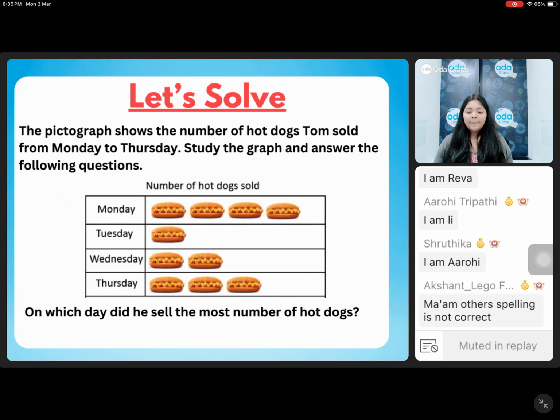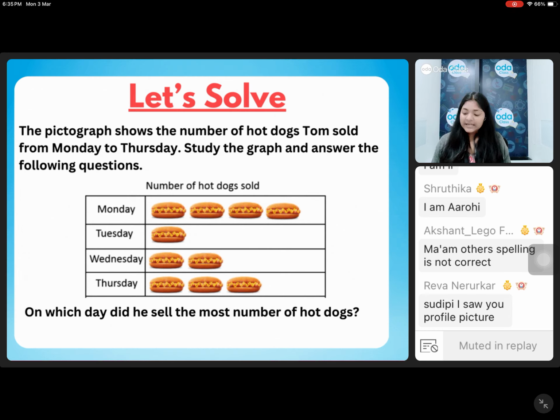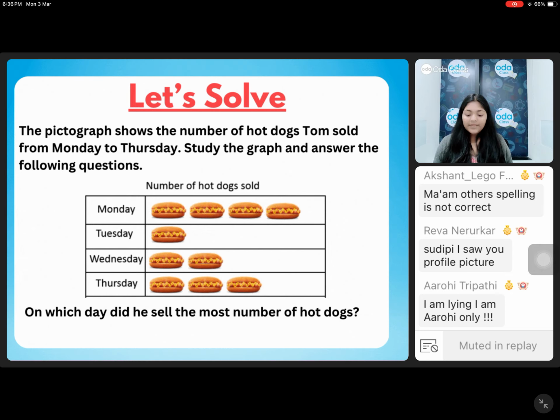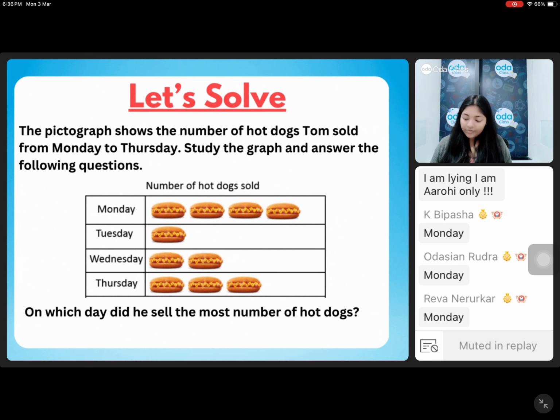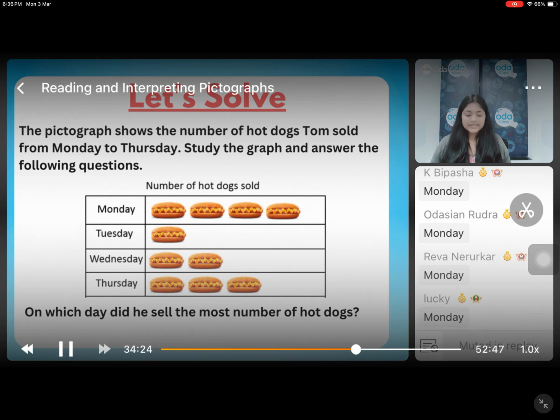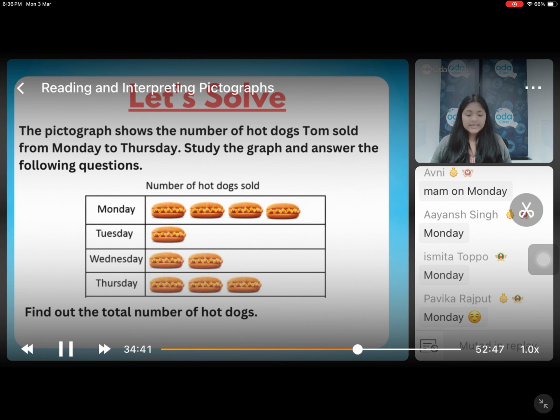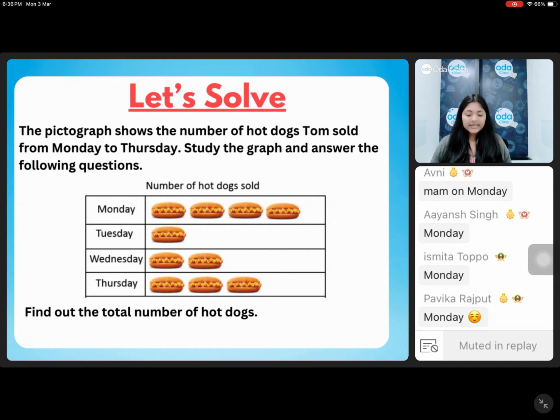All right. So tell me, a pictograph shows the number of hot dogs sold from Monday to Thursday. Study the graph and answer the following question. On Monday, tell me the number. No, over here, one is representing one. If no key is there, one is representing one. So, on which day has he sold the most number of hot dogs? So, tell me the next one. Find out the total number of hot dogs for Monday, Tuesday, Wednesday, Thursday. For overall, count the total number of hot dogs.